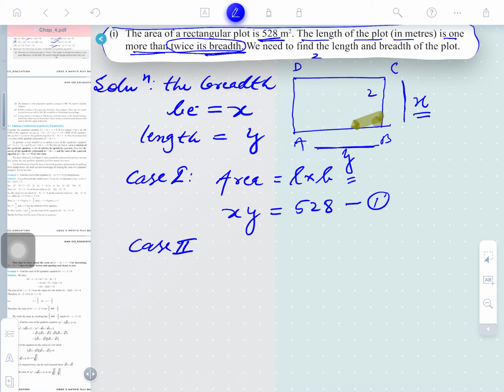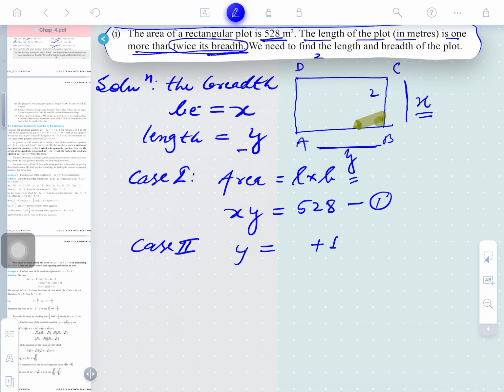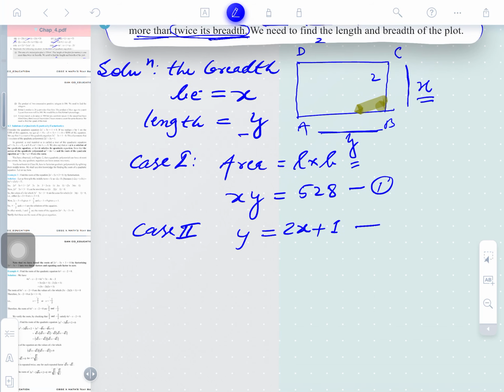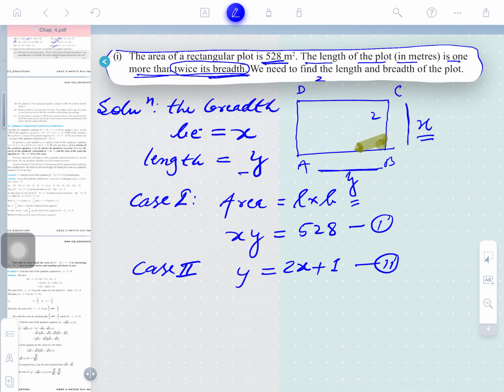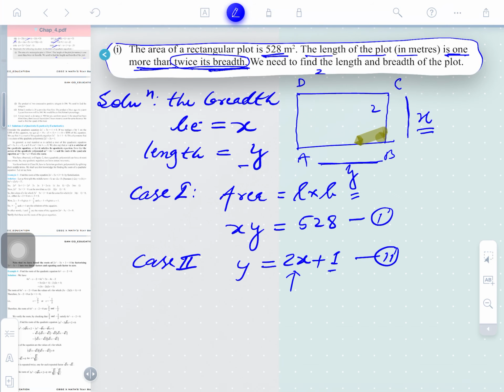Clear? So, one more than twice its breadth. The length of the plot is what we have supposed as y. So this y is one more than, which means plus 1, twice its breadth means 2x. Is that clear? You just have to understand this. Again listen: one more than twice its breadth is this. Is that clear?